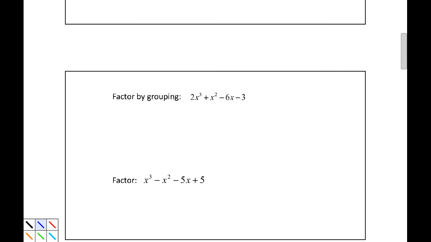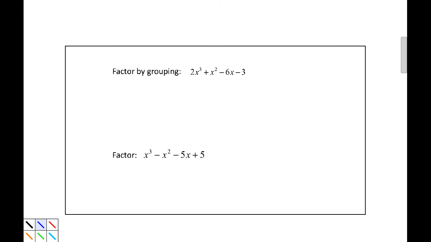Let's practice this with a couple of questions. Factor this by grouping. Now notice again we have four terms. We can apply this when there are only three. There's a trick we can pull. But if we have four terms, we'll group the first two, group the second two.